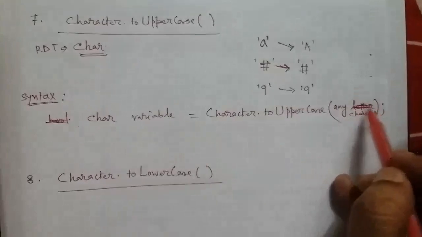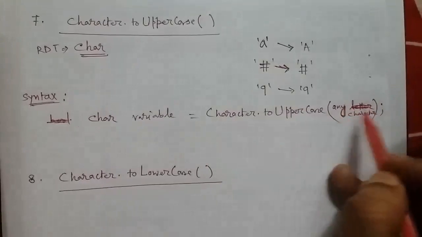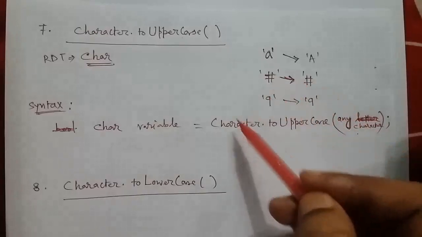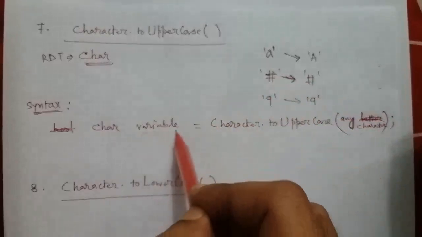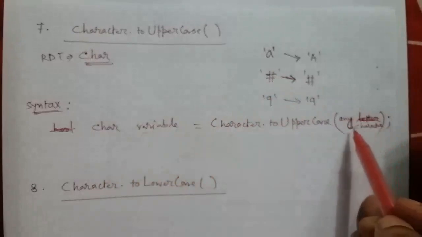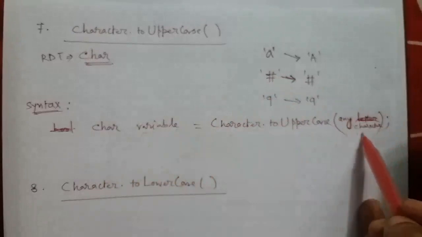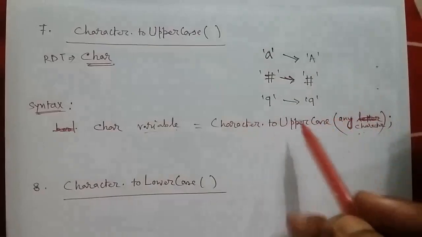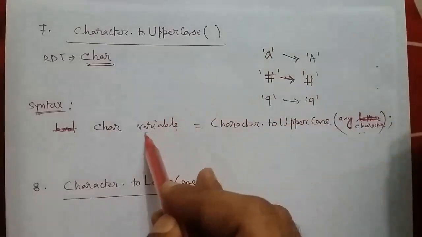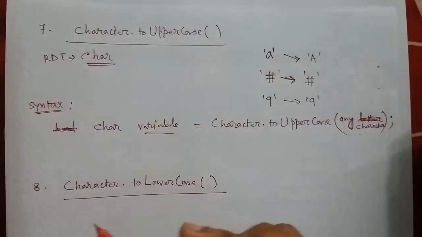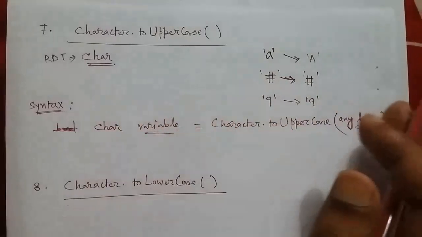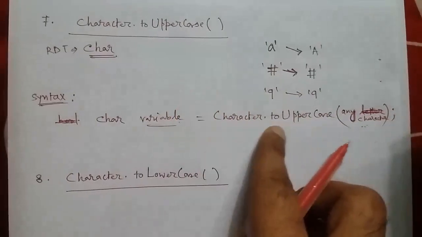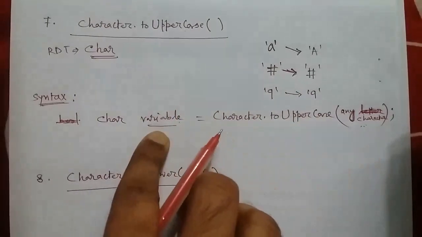So if this character is a lowercase letter, then it will be converted into an uppercase letter and stored in this variable. And if this character is already uppercase, then the uppercase will be stored in the variable. If this character is not a letter, then the same character will be returned by the Character.toUpperCase method and stored in the variable.